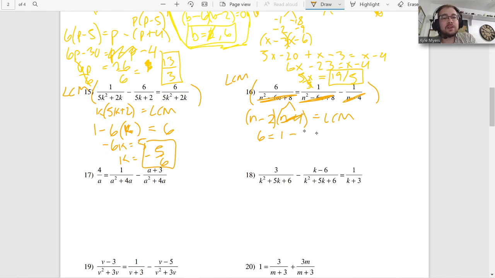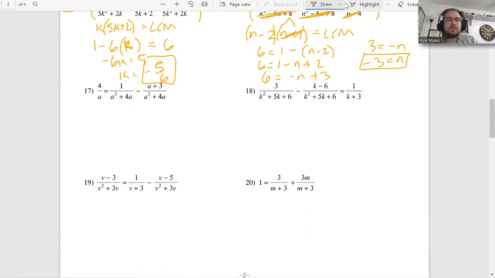Then I would have n minus 2, but I have to put parentheses n minus 2 because I'm distributing a negative. 6 equals 1 minus n plus 2. 6 equals negative n plus 3. Excuse me. I would subtract 3 from both sides. And then multiply both sides by a negative 1.